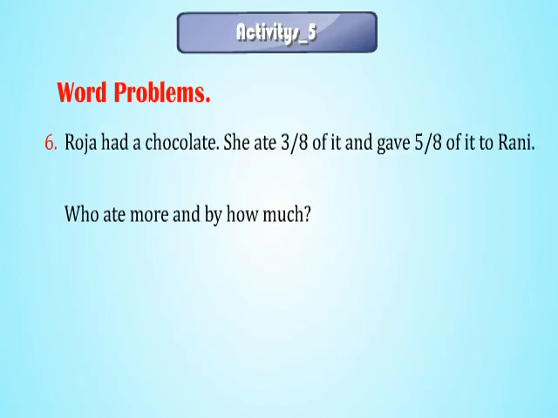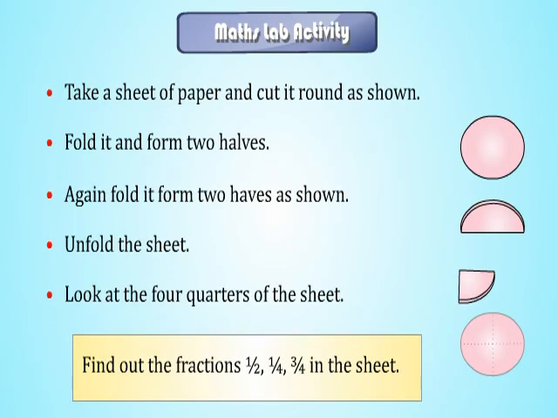9. Roja had a chocolate. She ate 3 by 8 of it and gave 5 by 8 of it to Rani. Who ate more and by how much?